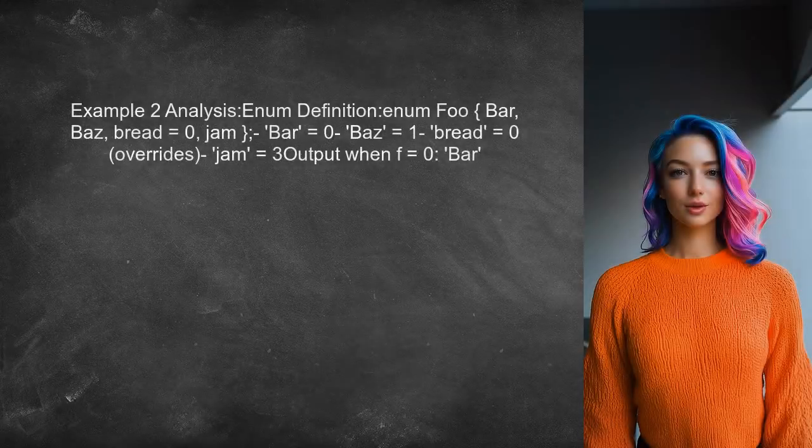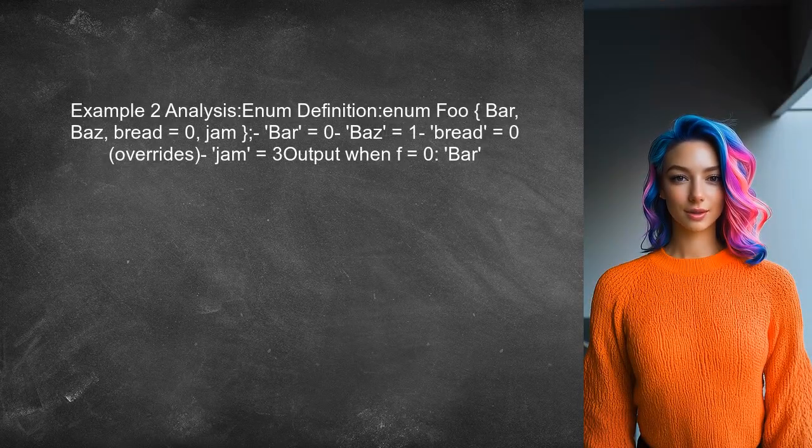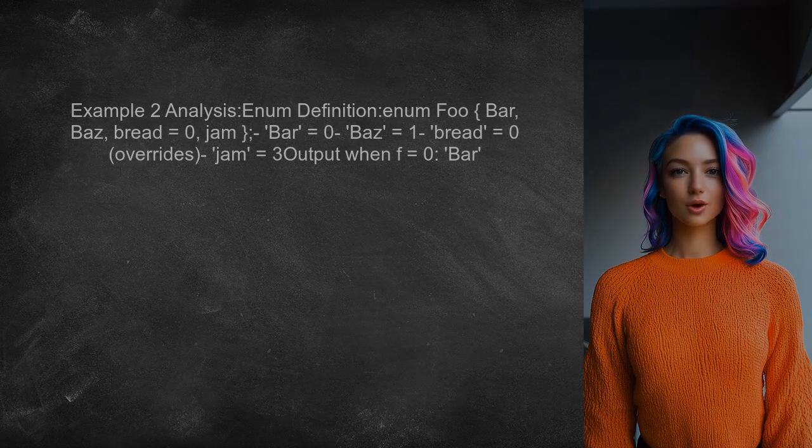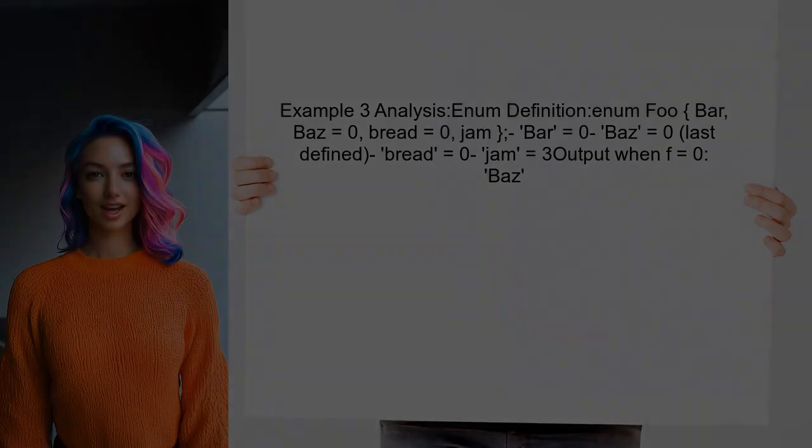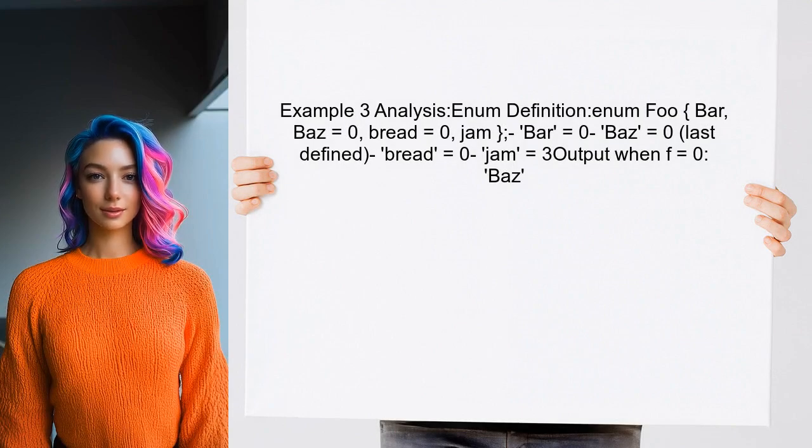In the second example, bread is explicitly set to 0. However, since bar is still the first item, it retains the value 0. Therefore, when foof is set to 0, it still outputs bar. In the third example, Baz is assigned the value 0. Now both bar and Baz have the same value. When foof is set to 0, it outputs Baz because it is the last defined item with that value.